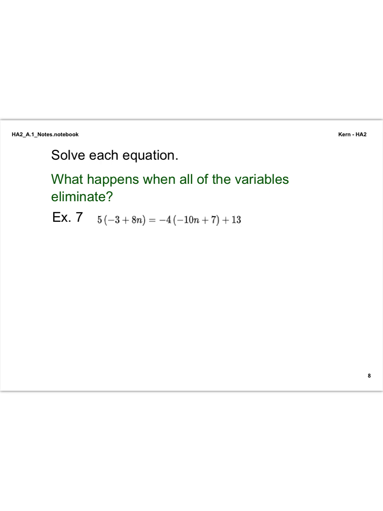All right, here we are going to distribute our 5. So negative 15 plus 40n, and then we'll distribute the negative 4 here. So a positive 40n minus 28, and then that plus 13 on the end. Oops, I forgot my n right here. Negative 28 and 13 can be combined. What do you get? Negative 15. So you have 40n minus 15.